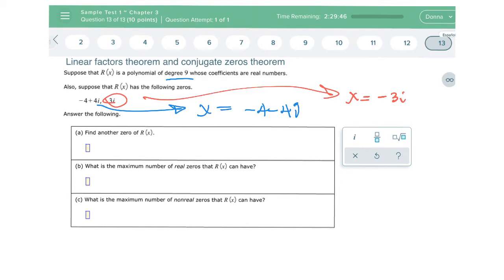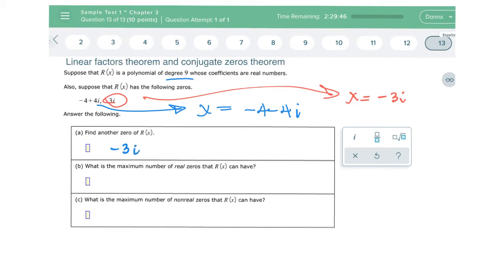So to find the conjugate, we look at the imaginary part of the complex number, and then we know that the conjugate is going to be the opposite of that imaginary number. So we can write down either negative 3i or negative 4 minus 4i for this first answer. So I'll write down negative 3i. Either one will be accepted by Alex.